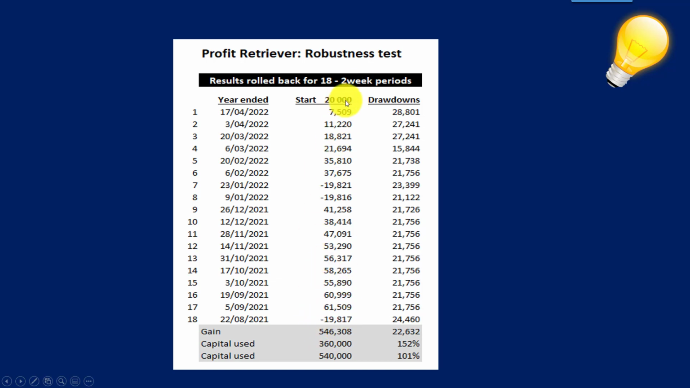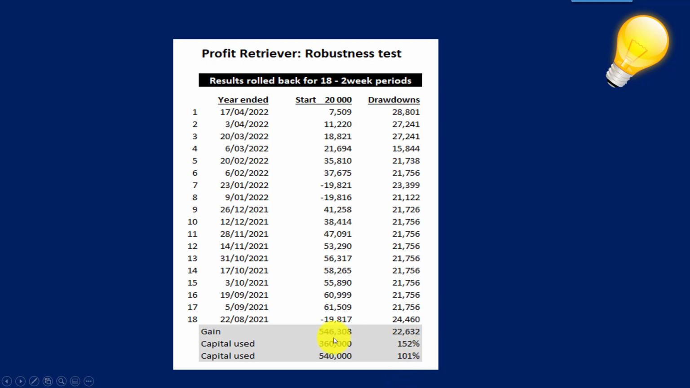So by using 20,000 in the account times 18, your capital that you used over the 18 months of trading, because you've basically traded that over an 18-month period, you've made 152% return because you weren't scared of blowing your account occasionally, because you knew that this particular EA, the profit retriever, would make up for those blown accounts.